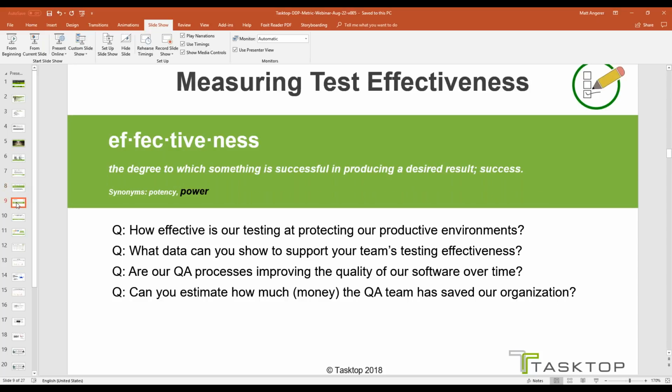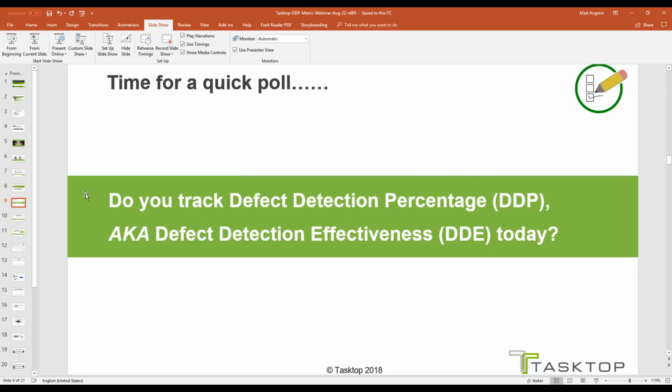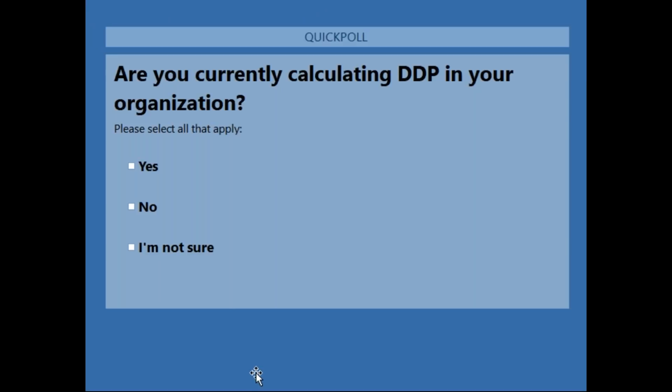Okay, so with that being said, I want to conduct a quick poll, and Charlene is going to go ahead and administer that poll to the team here. We're going to ask everybody on the line, do you track defect detection percentage today, also known as defect detection effectiveness? The poll should be up on your screen now. Are you currently calculating DDP in your organization? You can select one of the following: yes, no, or I'm not sure.